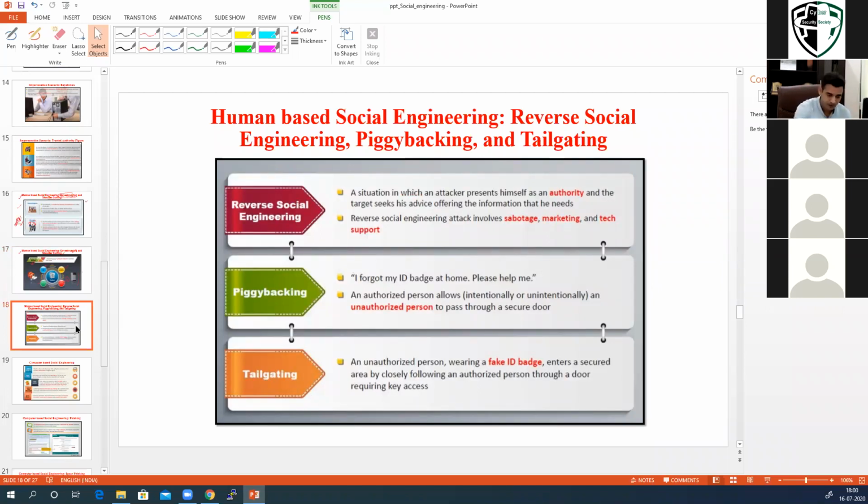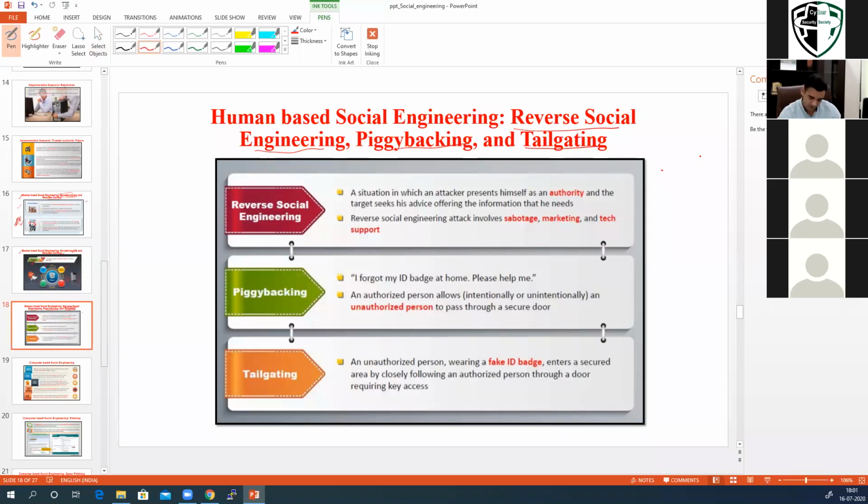Okay, so this is the last thing that I just want to discuss in this human-based social engineering. There are few terms written over there, and काफी terms आपको इनमें से मालूम होंगे, like reverse social engineering तो नहीं, piggybacking and tailgating. So I will just tell one by one, okay, and how they can be used actually.